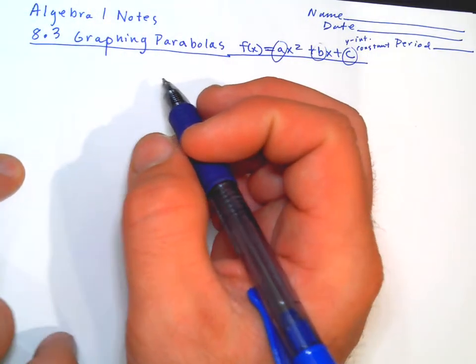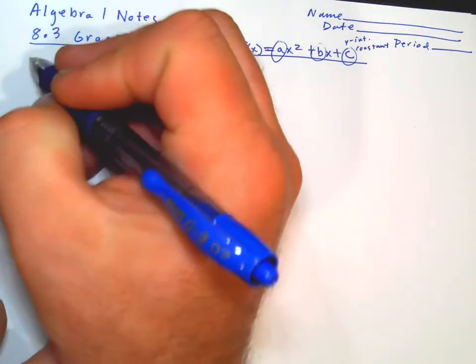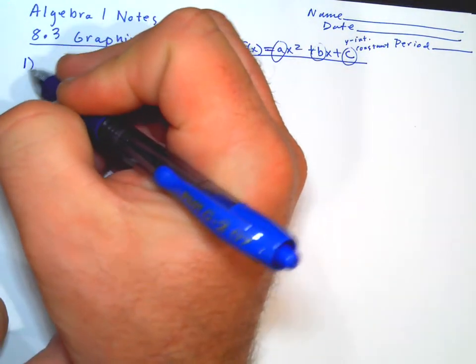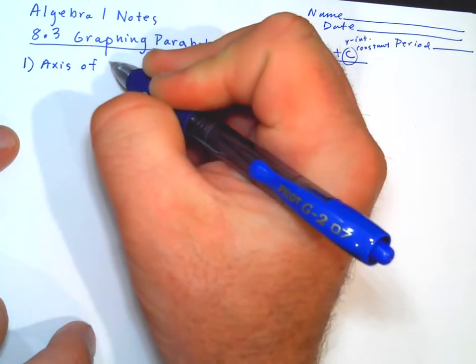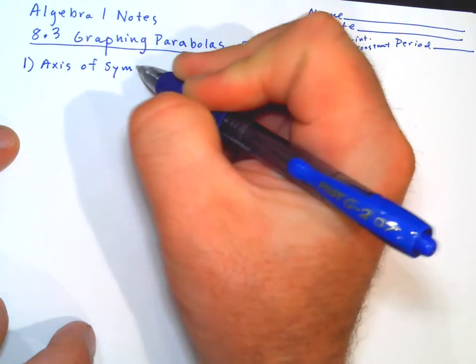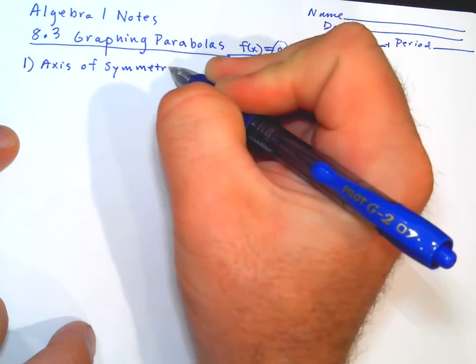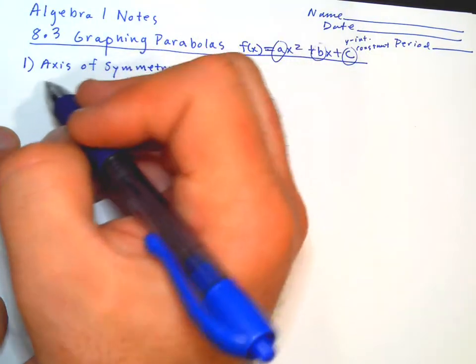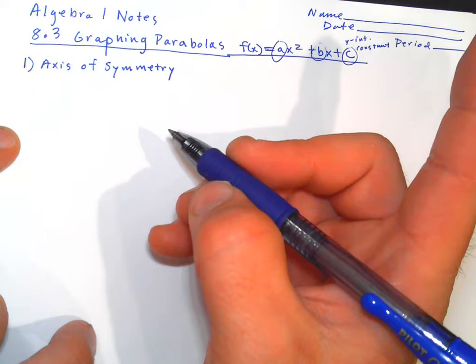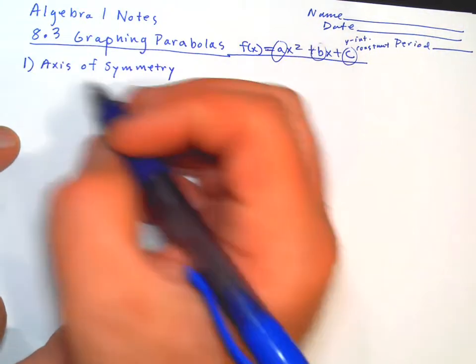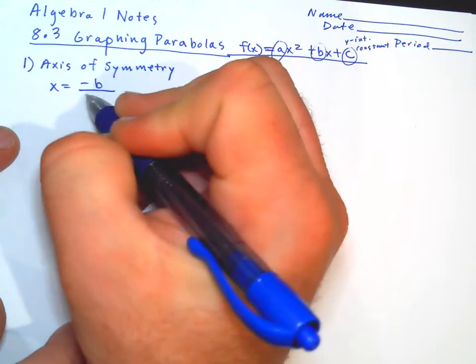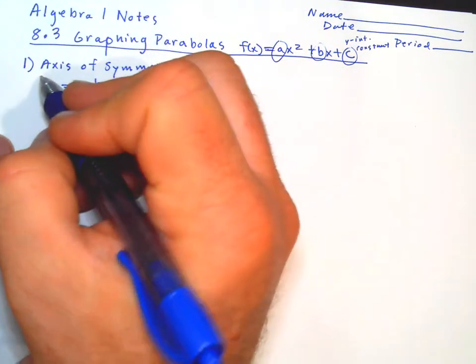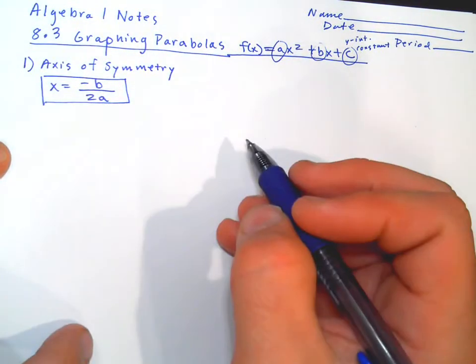So let's talk about the big ideas. I'm going to use just the left side over here. Axis of symmetry, which we've been talking about. You're going to be asked to find it, but we're going to use a new formula. The formula is x equals negative b over 2a. So this is the formula for the axis of symmetry.